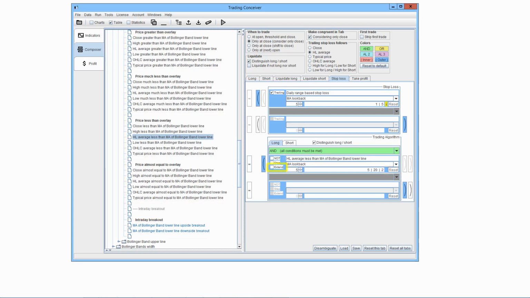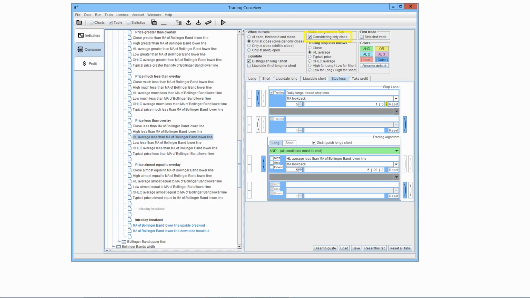Don't select the Extend option. Stop loss and take profit operate intradaily. The only way not to is to combine them together with algorithms operating only at close, by selecting them in the bottom Trading Algorithm section. Check the checkbox in the Make Congruent in Tab pane, considering only close.